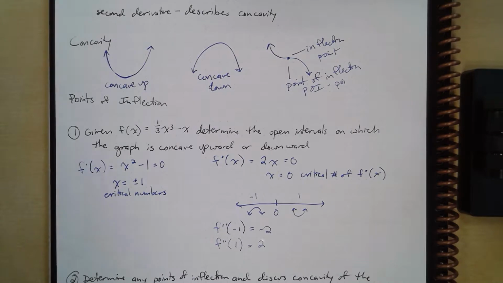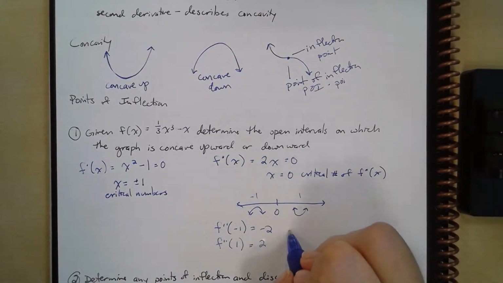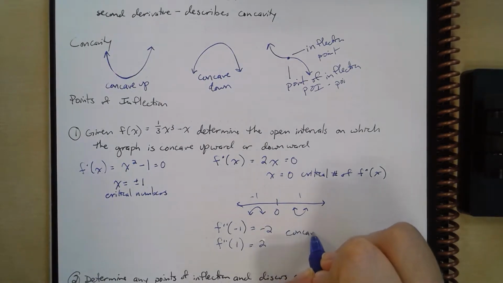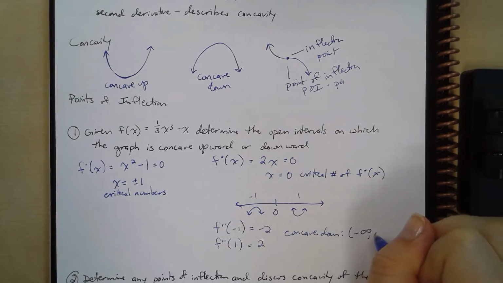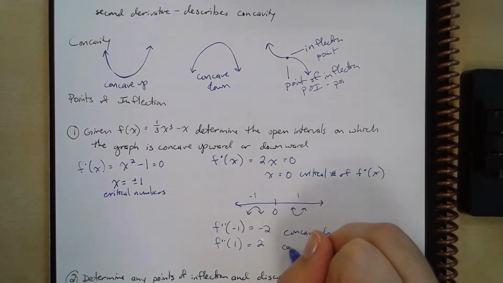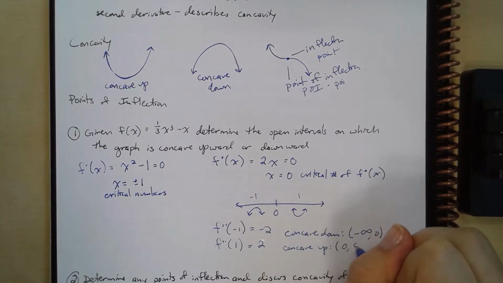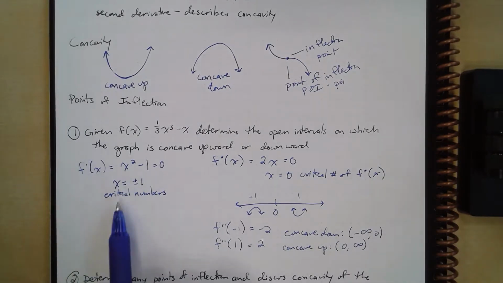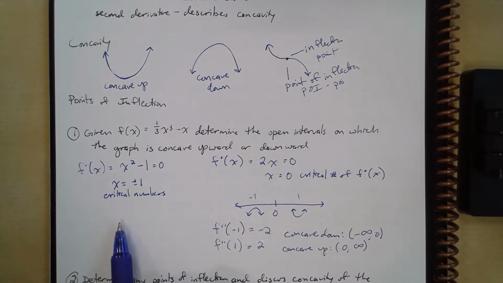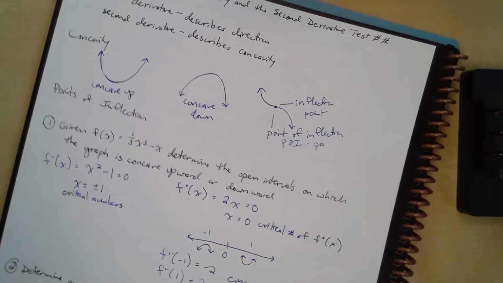All right, so our graph is concave down from -infinity to 0, and concave up from 0 to infinity. All right, pretty basic stuff. And you could actually do the first derivative test here if you wanted to and find out where we're increasing and decreasing, but I'm just really interested in the second derivative today because I think you already know how to do the first derivative test.